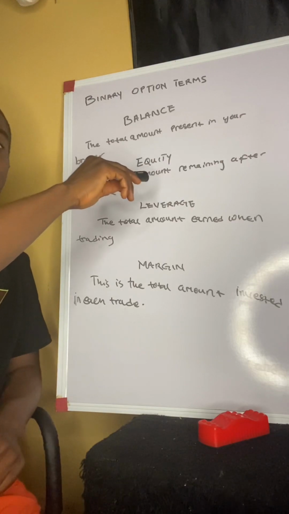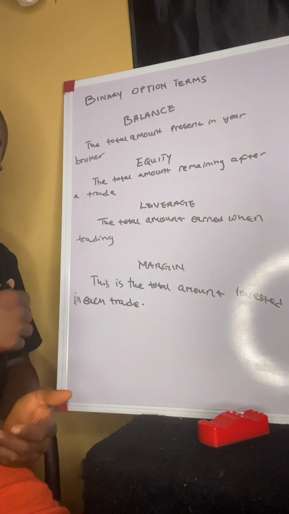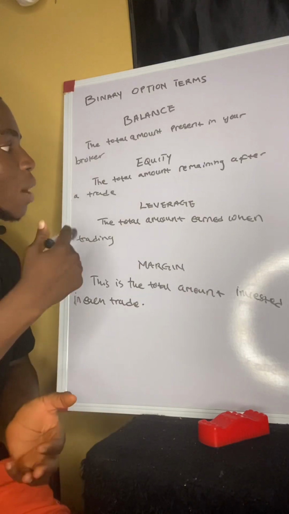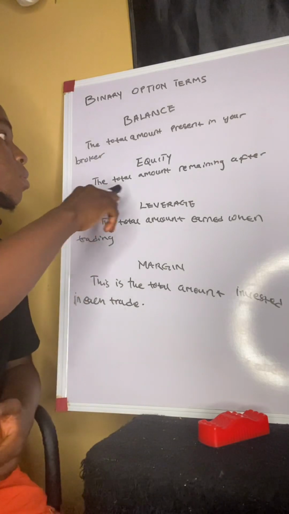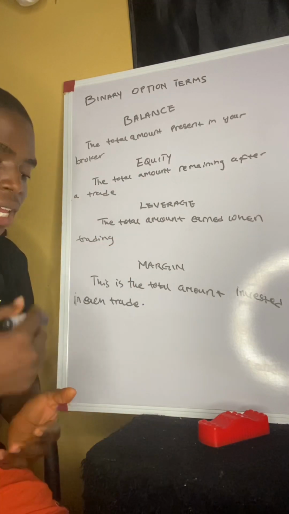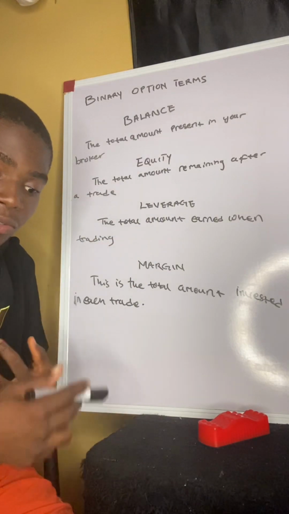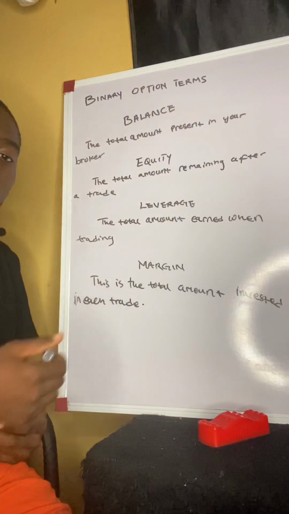Next, look at the word equity. The total amount remaining after a trade, that is what equity means. That's after you're done trading for the day. Total amount remaining, that is what we call the equity. Now leverage: the total amount earned when trading. That is during your trade, you're still trading, still have one more trade to do.